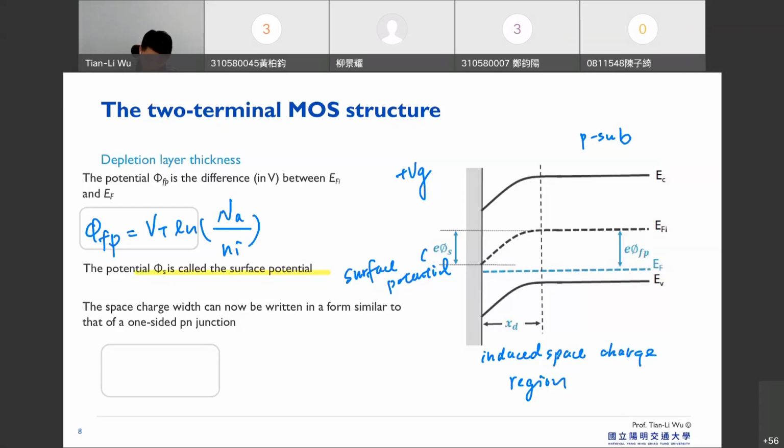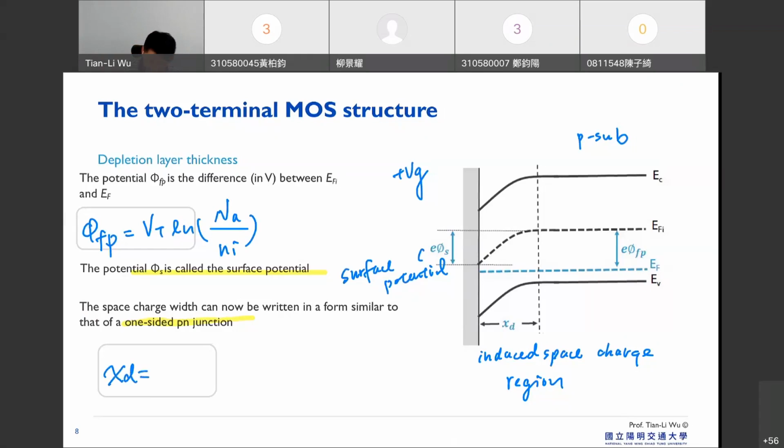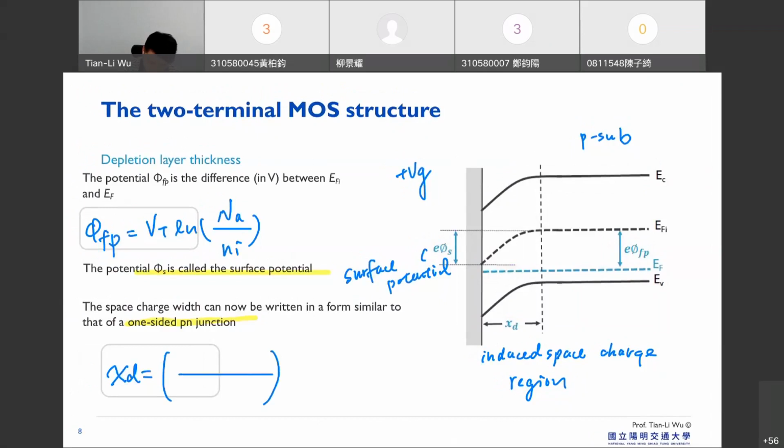The space charge width can now be written in a way very similar to what we discussed previously for the one-sided p-n junction. So you can see the MOSFET is just combining everything we learned before, and putting it together, and that becomes the MOSFET transistor. So most of the equations are more or less the same. For example, the depletion width here is similar to the induced space charge region, with this N_A and this phi_s bias. The equation is shown here.